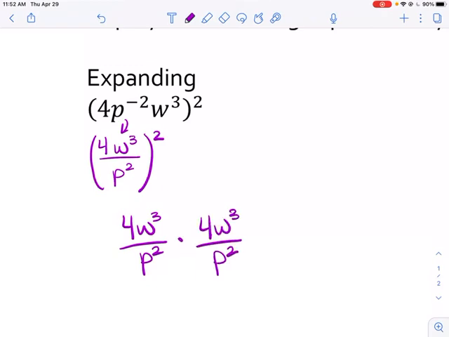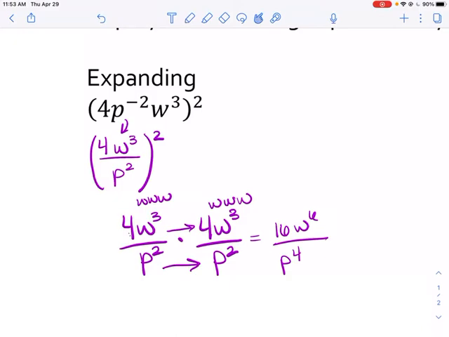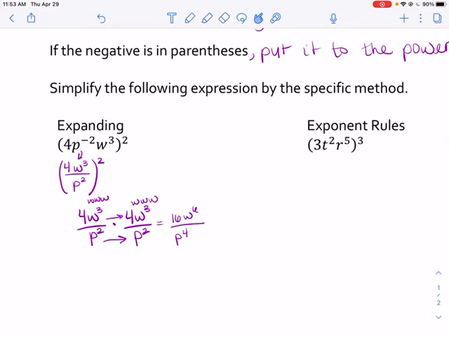Okay, when I multiply bottom times bottom, top times top, I get 4 times 4 is 16. Then w cubed times w cubed. Okay, that's 1, 2, 3 w's. That's 1, 2, 3 w's. So that's 6 w's in total. And then I have 1, 2, 1, 2, 4 p's. Okay, so when you expand and you don't write every letter every single time, it's actually quite simple. But if you want to write all the letters every time, you can.